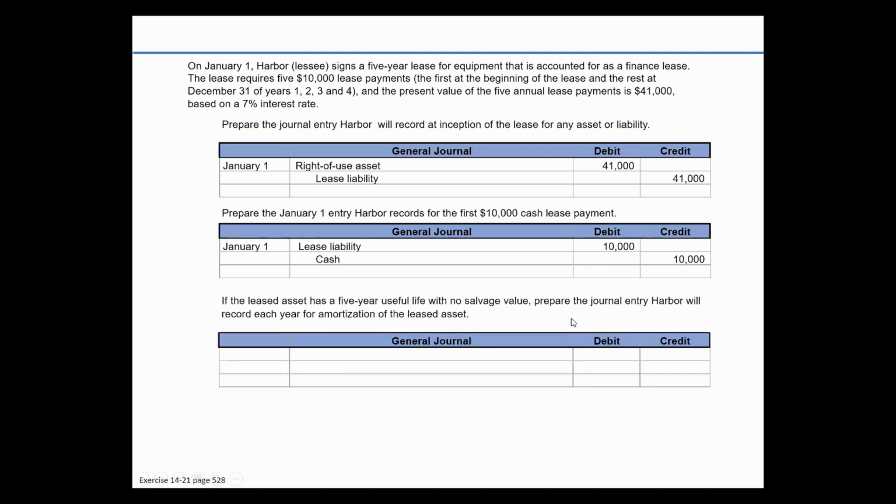Now, if the leased asset has a 5-year useful life and no salvage value, you can prepare the journal entry that Harbor would record each year for the amortization of the leased asset. So you have the amortization expense, right of use asset, debit for $8,200, credit to accumulated amortization, the right of use asset for $8,200.